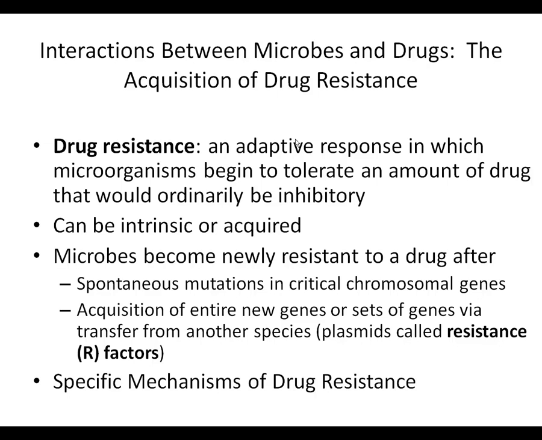Basically, if we try and destroy a bacteria, that bacteria is going to try and figure out a way to circumvent the action of any drug that's in its presence. So drug resistance is essentially an adaptive response in which a microorganism begins to tolerate the amount of a drug that would ordinarily be inhibitory. This can be intrinsic, meaning that it's something natural to the bacteria, or it can be acquired either through mutation or transformation, transduction, conjugation, any of those things. You do have some specific mechanisms of drug resistance, and I'm going to look at some of those here.